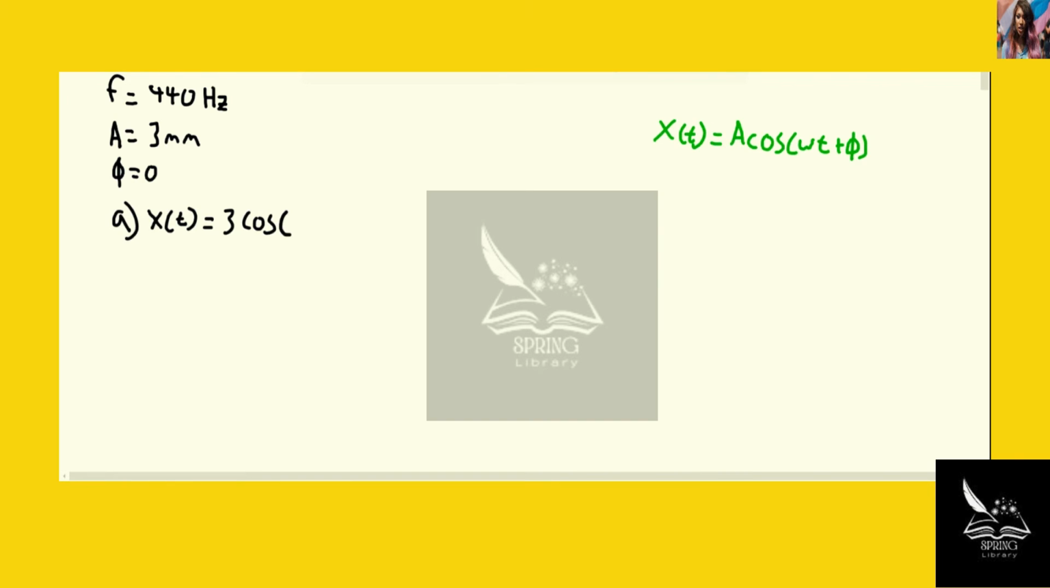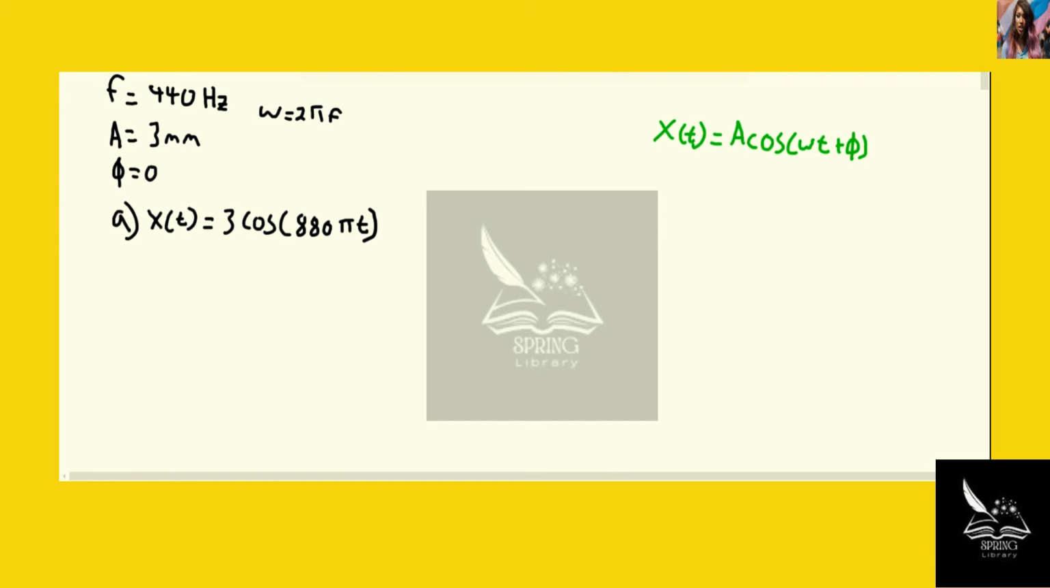of omega t. So we have the frequency, but we don't have the angular frequency omega. But it's simple to get from one to the other. The angular frequency is just equal to 2 pi times the frequency. So if we put that in down here, that's 3 times cosine of 880 pi times t. And then there's no phase. So that's the whole equation.